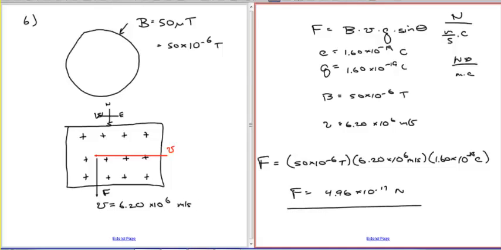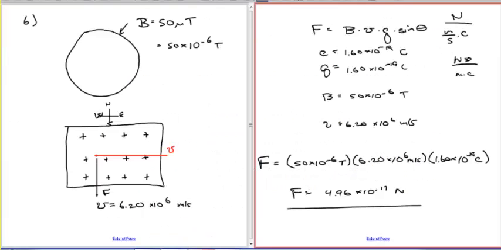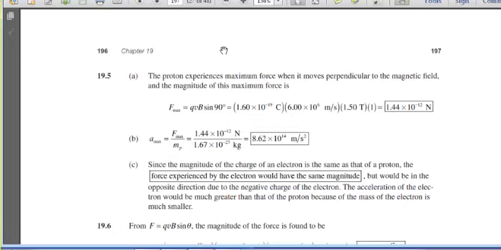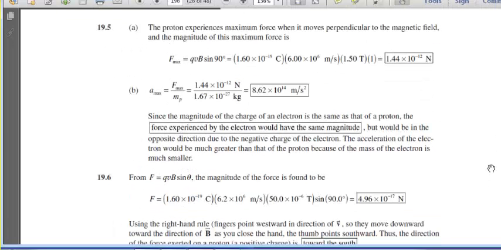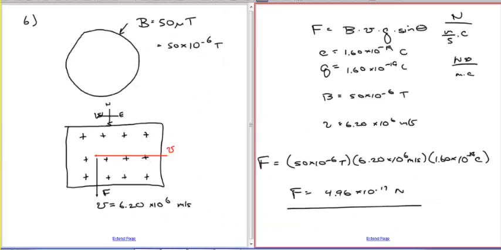So let me just check the answer here. Wait a second, must be the wrong problem. Oh yeah, that's the wrong problem. So it's 4.96 times 10 to the minus 17th newtons.